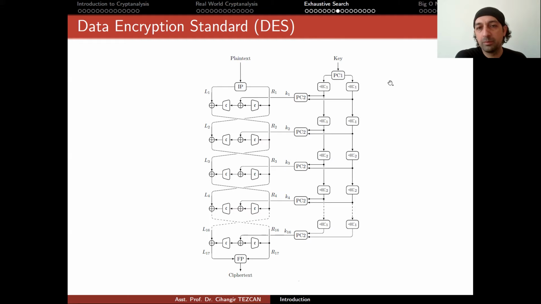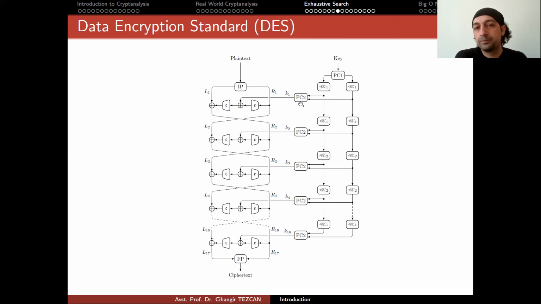And the key schedule is also based on permutations. You have your 64-bit key, but the parity bits, the most significant bits of the bytes, are actually used as parity bits, so they are removed after this permutation. So you end up with a 56-bit key. There are some rotations, sometimes 1-bit, sometimes 2-bit rotations, depending on which round you are performing the encryption.